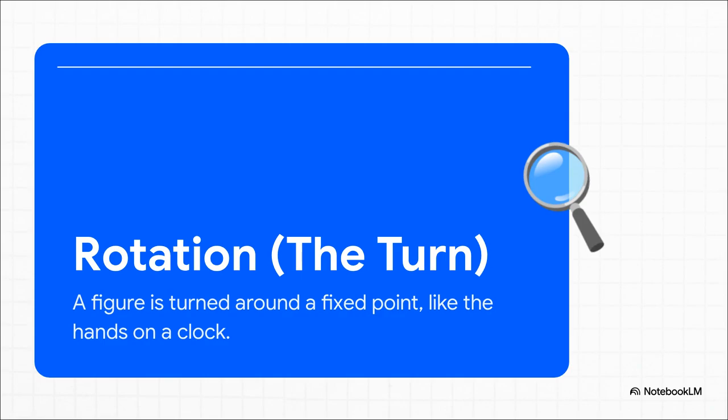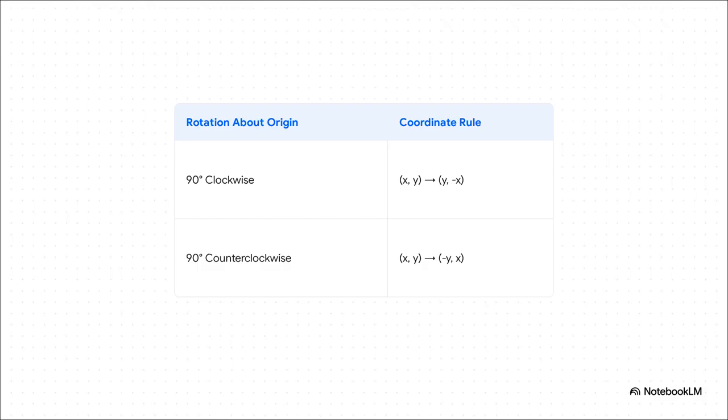Okay, our third and final move is rotation, or simply the turn. A rotation spins a figure around a single fixed point, which we call the center of rotation. Think about the cars on a Ferris wheel turning around that center hub, or the hands of a clock spinning around the middle. The whole thing turns together as one solid piece. And you probably guessed it, there's a precise mathematical recipe for this too. To rotate a point 90 degrees clockwise around the center, the coordinates (x, y) suddenly become (y, -x).